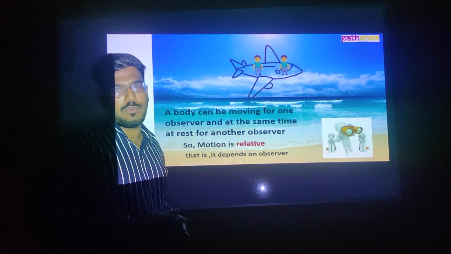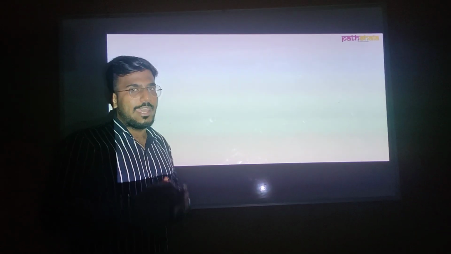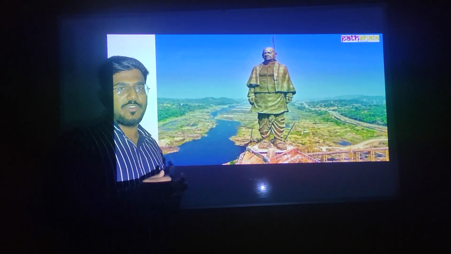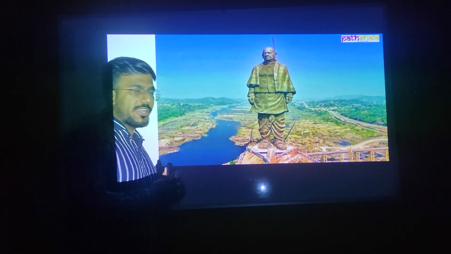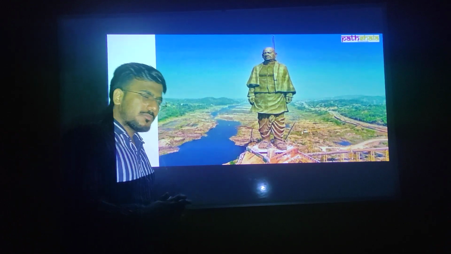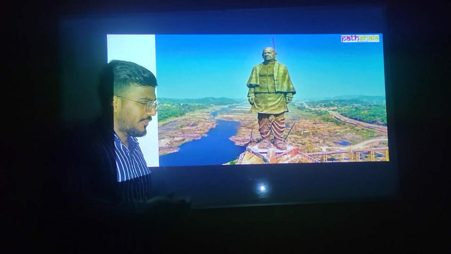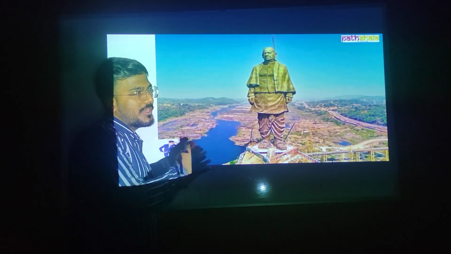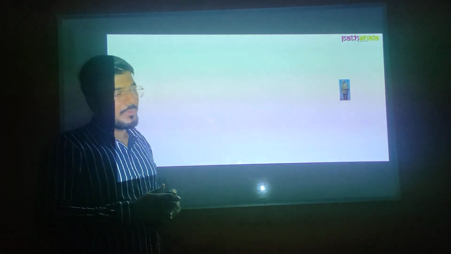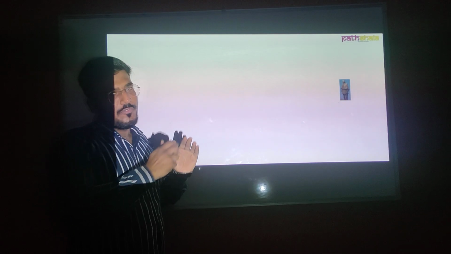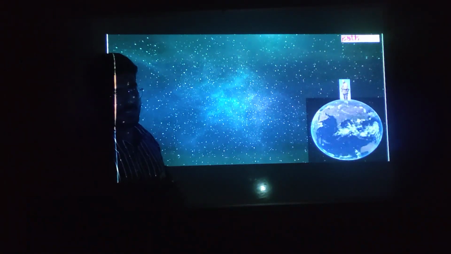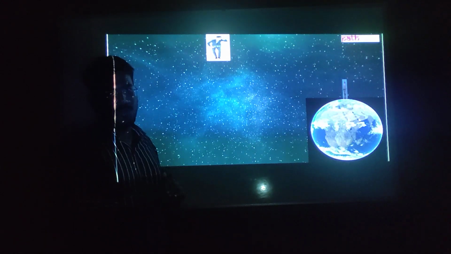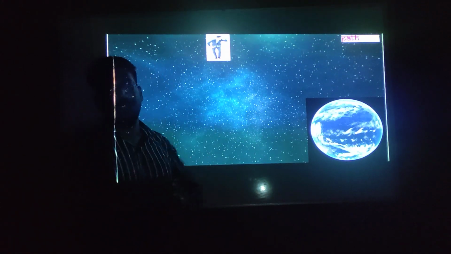Let's see one more example of motion as a relative concept. We can all observe a very giant and very big Statue of Unity. Is it in motion? Of course not. When we observe this statue from the surface of the earth, it appears to be at rest. But when we go out and observe the same statue from space, since the earth is rotating, the statue will keep on rotating too.